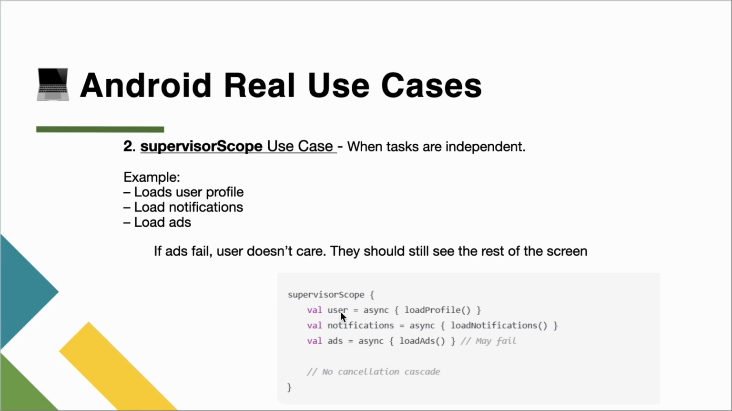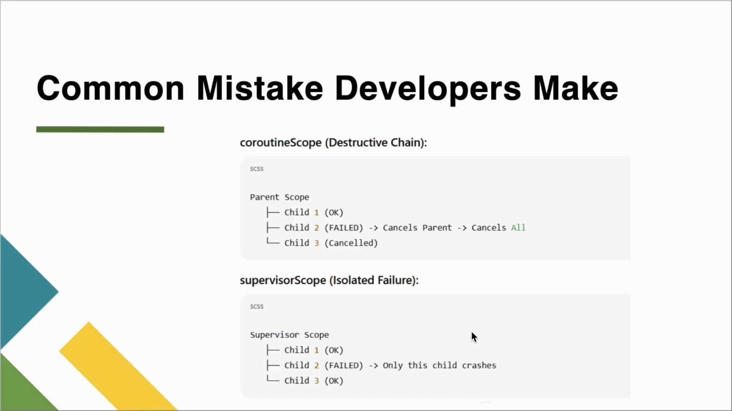For example, you make a user async call, load profile. The notifications async call, load notifications. The third one, async, load ads. If it fails, it's okay. The rest of the 2 will still return you the result, and there will be no cancellation of the entire scope. So that is the real use case where you would prefer making use of a supervisor scope.